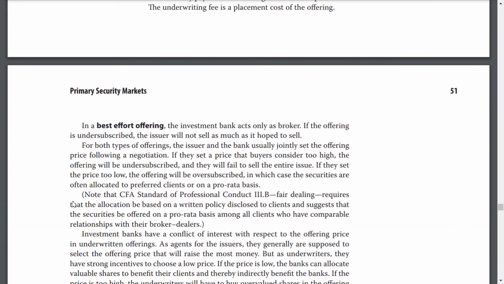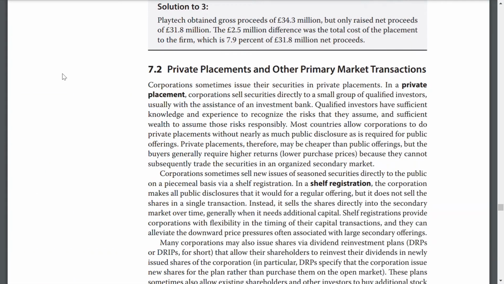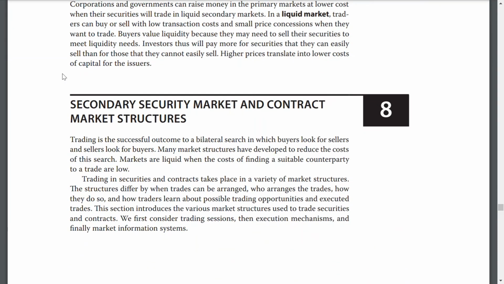So this is just the IPO process, primary placement, secondary security market and contracts.